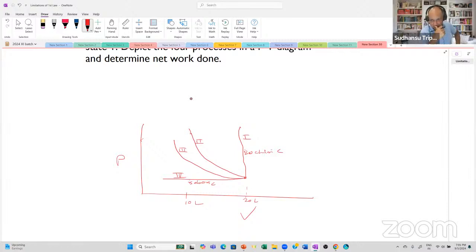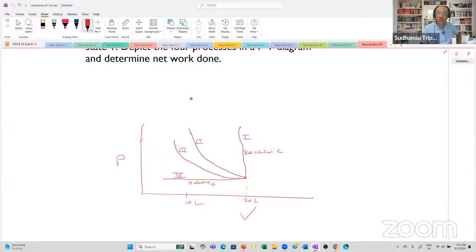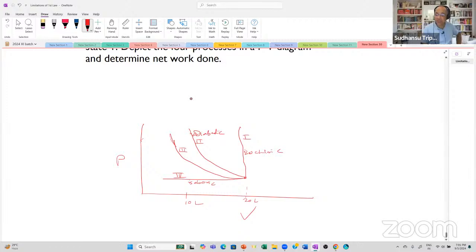Rudra? Sir, 3 is isothermal and 2 is adiabatic. Precisely, 2 is adiabatic. Just the opposite. I told you. It is compression, so you are going in this direction.